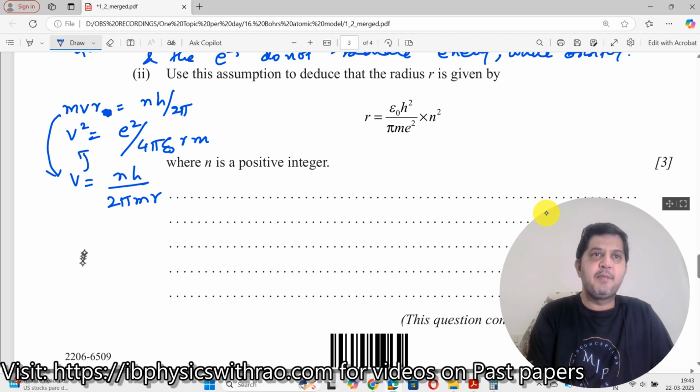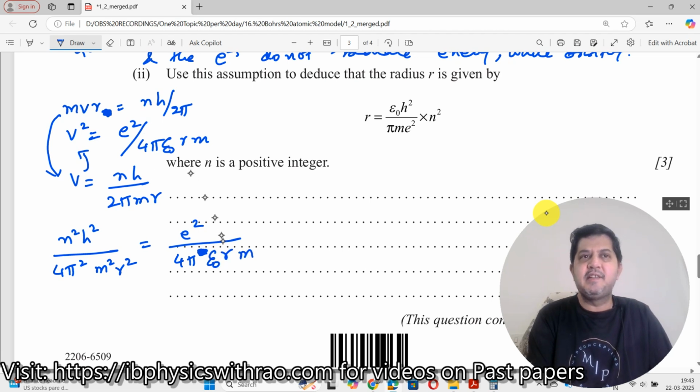When I do this, what will happen? I will have n square h square divided by 4 pi square m square r square. The whole thing, I am just squaring this. It should now be equal to e square divided by 4 pi epsilon naught r m. I'm just writing this equation as such.